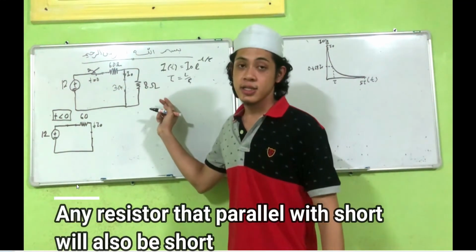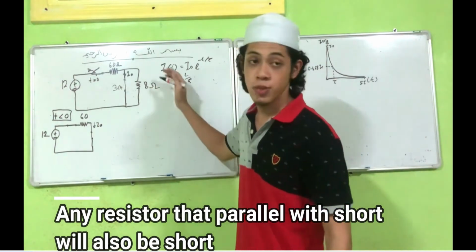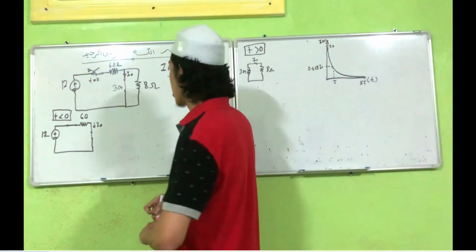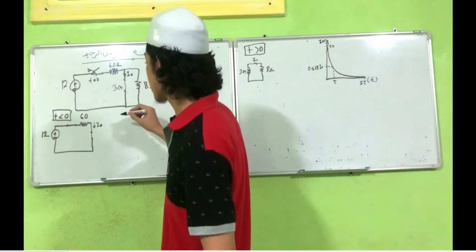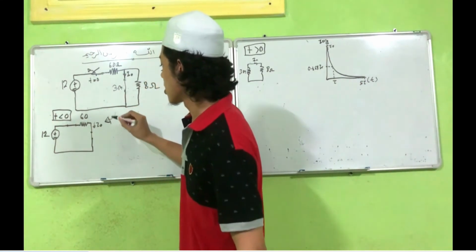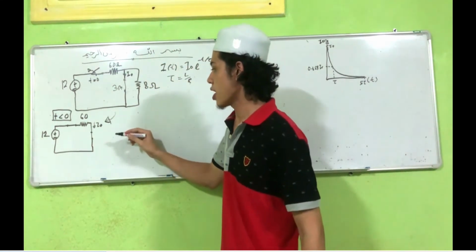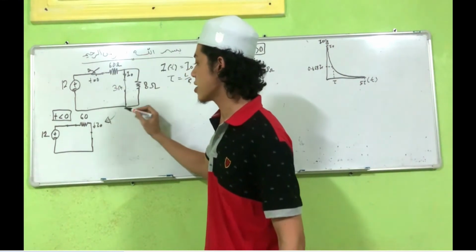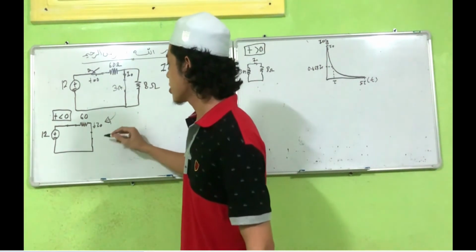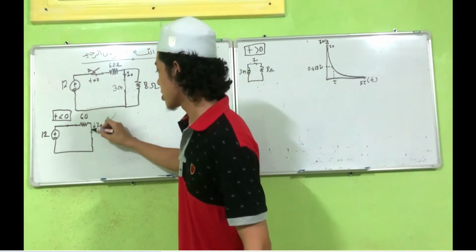Any resistor that is in parallel with a short will also become a short. So we can conclude that the circuit will become like this. So we have to find I naught. I naught is the current before t equals 0. I naught is the current that flows in this one.